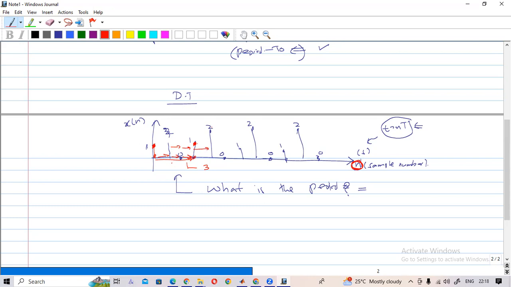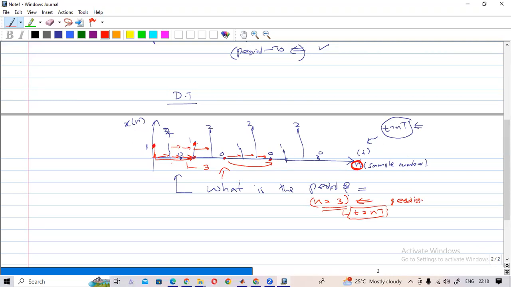For example, here 1, 2, 3. After three samples, again you get this point. If you consider this point, 1, 2, 3, after three samples, again you get this point. So n equal to 3 is the period for this discrete time signal. If you want to find the time value, you can use t = nT. So there is a corresponding time value. But normally we represent the period using the number of samples. So the number of samples should be 3 for this signal.